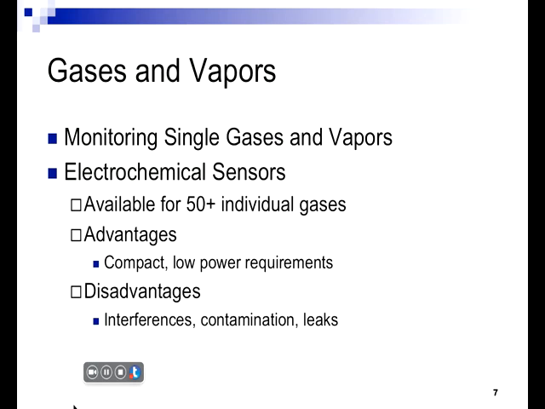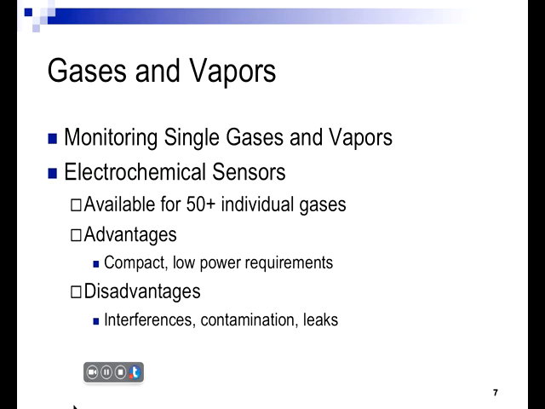electrochemical sensors are really good at monitoring for a single gas and vapor. There are a lot of these available, 50 plus, and you can probably even find more than that. An electrochemical sensor is a nice field instrument. It's the kind of thing you might use in a confined space for determining oxygen levels or hydrogen sulfide levels or things like that. Advantages: they're small, you can hold them in your hand, they're compact, and they have low power requirements, so they can run off AA batteries.